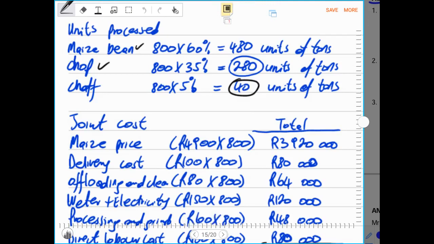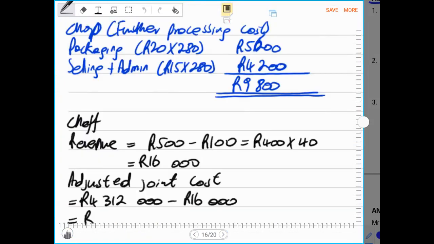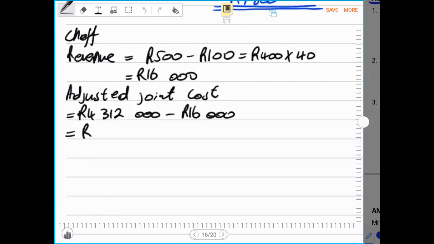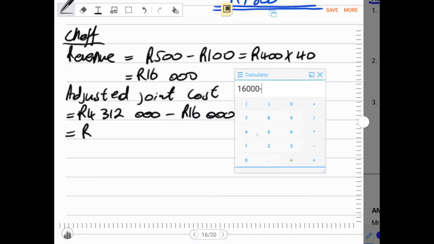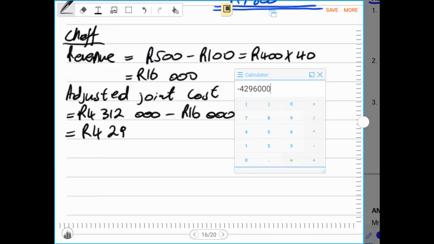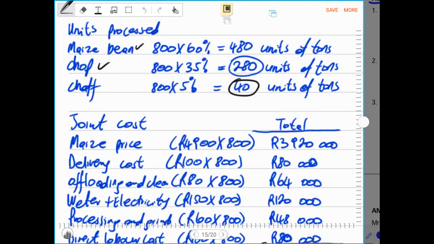So now let us recap. Remember, our joint costs were 4,312,000 minus the revenue from the sale of the byproduct, which is product chaff. So now this will give us the adjusted joint cost of 4,296,000 rands. And 4,296,000 rands is the joint cost that we have to allocate to our two products. And our two products are product maize meal and our product chop.